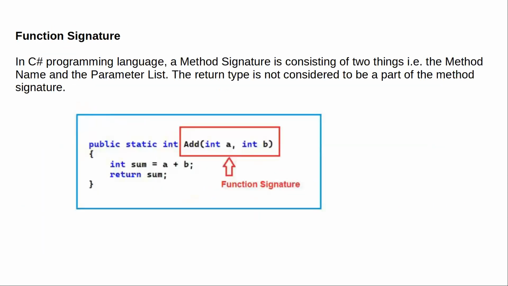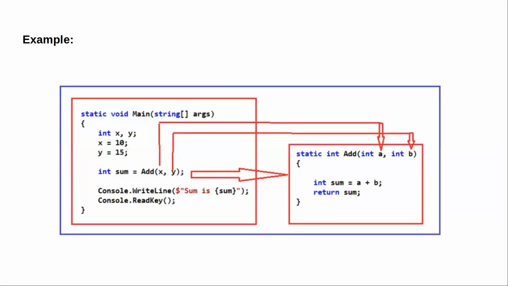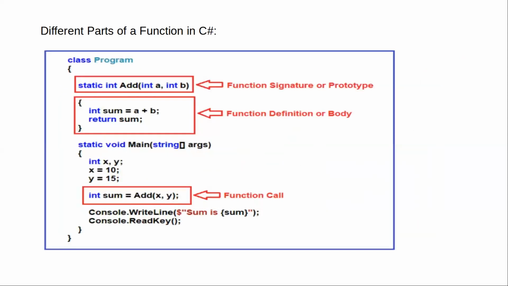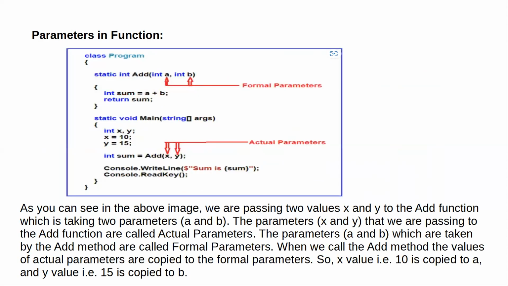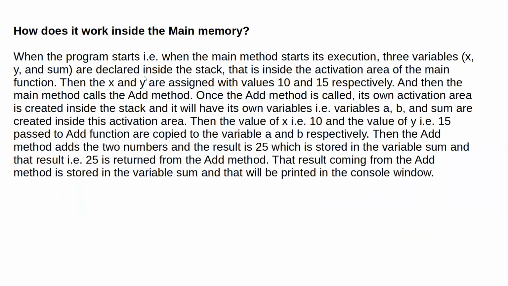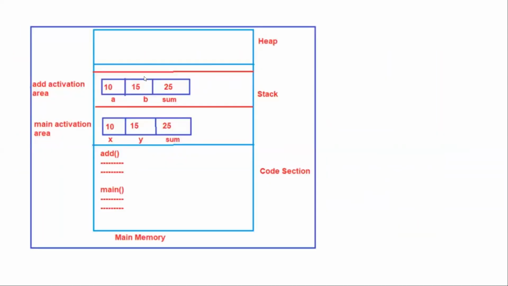The different types of functions, built-in functions and user-defined functions. What is function signature, and how the memory allocation happens when you start executing the program. And you also remember the actual parameters from the main program and the formal parameters from the function. And this is how it works.